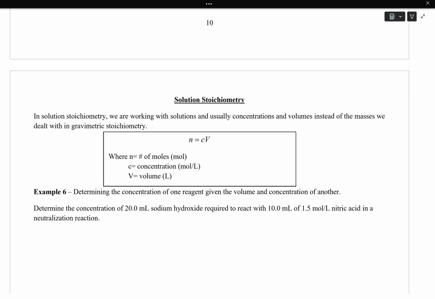So we're now going to look at our equation for solutions. If we look at our equation C equals n over V, we've now just manipulated it to be n, the number of moles that we want, is the concentration of our solution times the volume of our solution. So let's take a look at example number 6. This is where we're going to determine the concentration of one of the reagents if I give you the volume and concentration of another reagent.